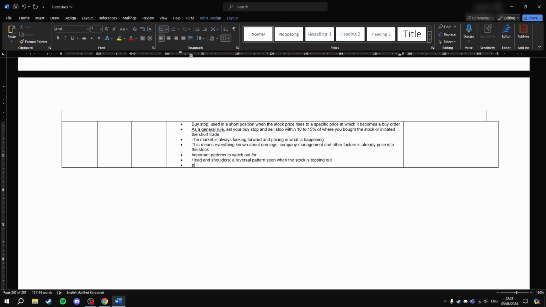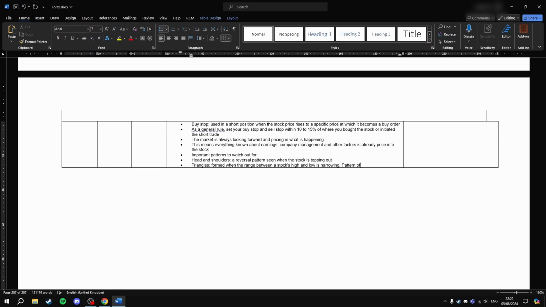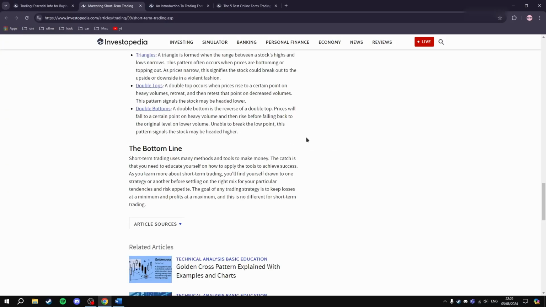Triangles. Triangles are formed when the range between a stock's high and low is narrowing. The pattern often occurs when prices are bottoming or topping out. As prices narrow, this signifies the stock could break out to the upside or downside in a violent fashion.